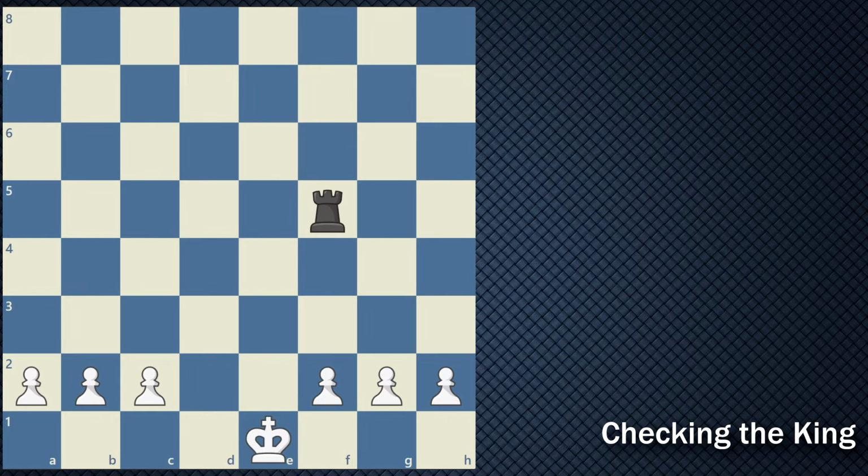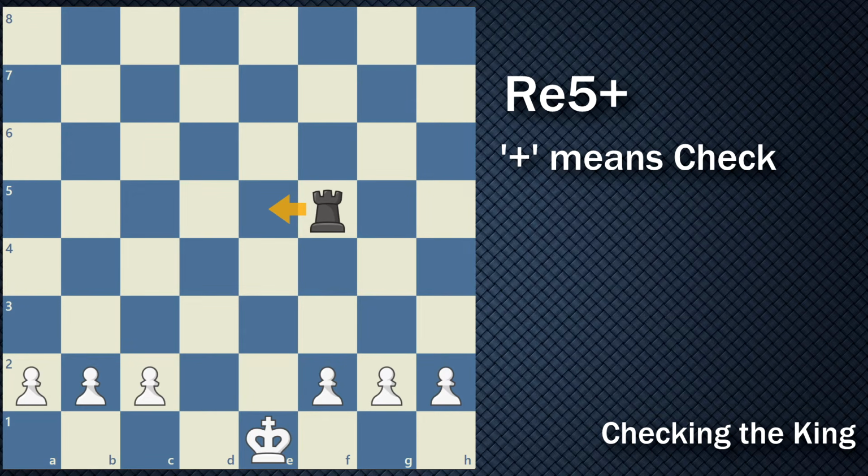A couple of other symbols that you have to know about in algebraic chess notation: if a piece checks the king, you do have to mark that the king has been checked. So if I move the rook over here to e5, I'll write down capital R, lowercase e, and 5. I have to put a plus sign for check. Again, you have to put a plus sign for the check that you are putting on the king.